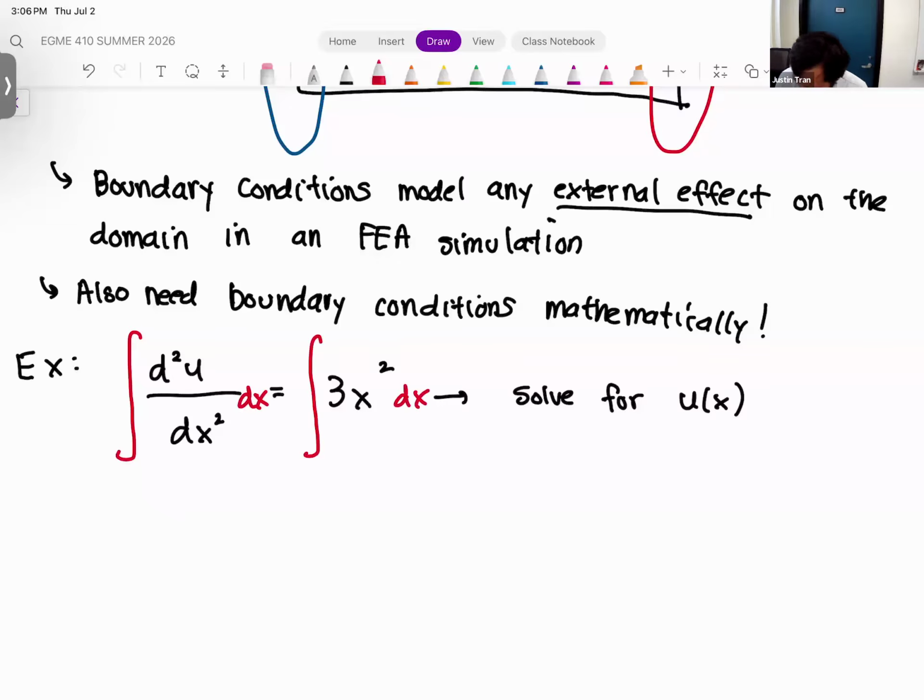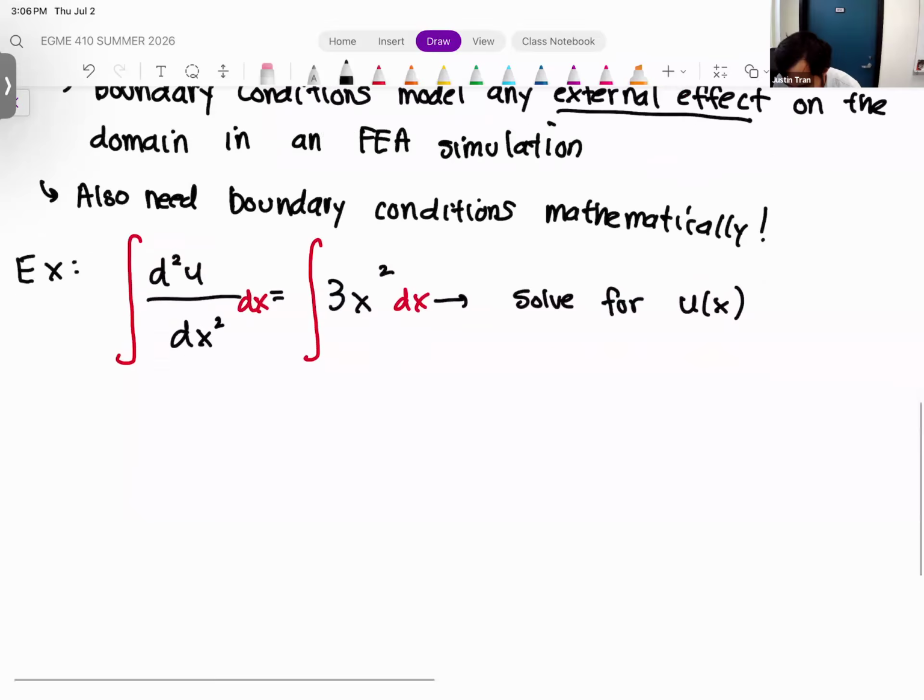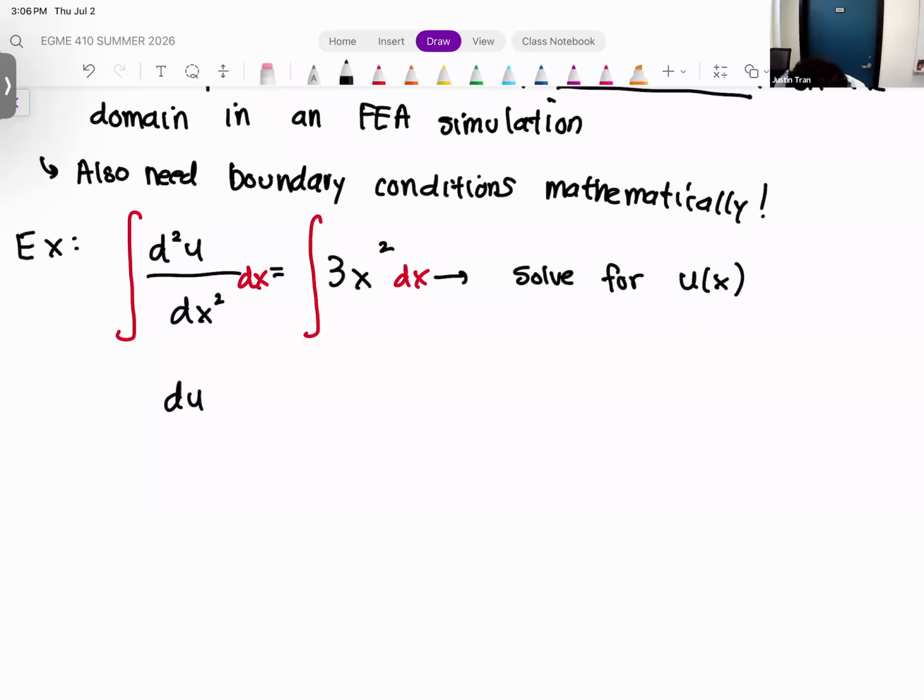We're going to integrate both sides of this equation with respect to x. On the left-hand side of the equation, that integral is going to cancel out with one of the derivative orders. And so on the left-hand side, we just end up with a first-order derivative with respect to x of the function u.